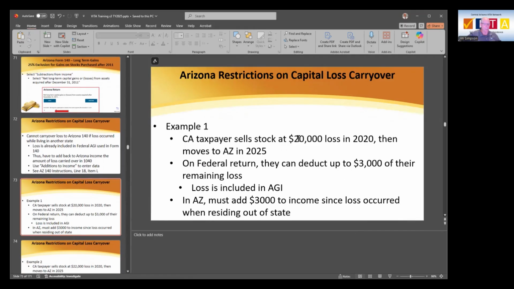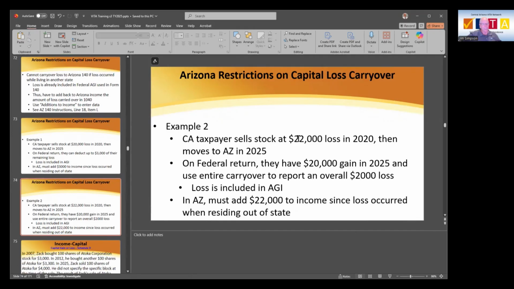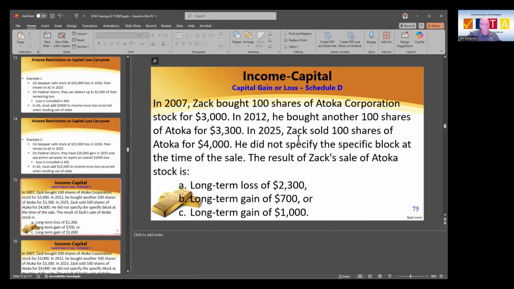There's really not much else I want to tell about that. Okay, so here's a couple of examples we'll just run through real quick, and we're getting to where we're going to come to the end of this first half of session 3. But right here, let's look at this. In 2007, Zach bought 100 shares of Atoka for $3,000. In 2012, he bought another 100 shares of Atoka for $3,300. In 2025, Zach sold 100 shares of Atoka for $4,000. He did not specify the specific block at the time of sale.